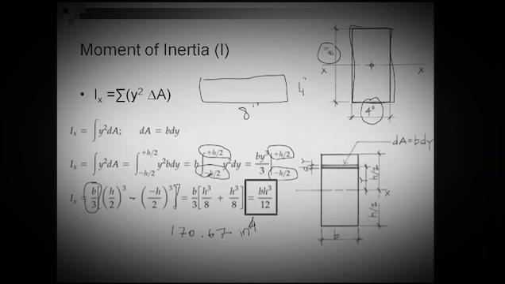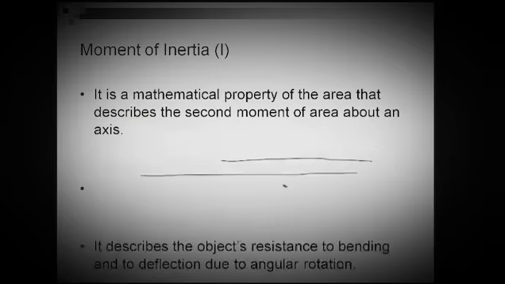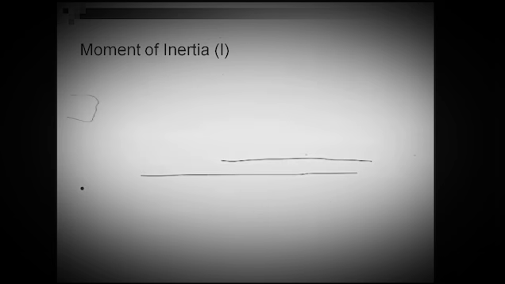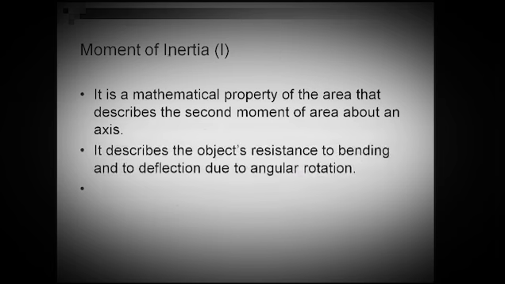Make sense? So now, what did we say earlier? I'm going to go back to this slide in here. Let me clear it up. We said moment of inertia is a mathematical property of the area that describes the second moment of area about an axis, and this axis is the neutral axis. It describes the object's resistance to bending and to deflection due to angular rotation, right?